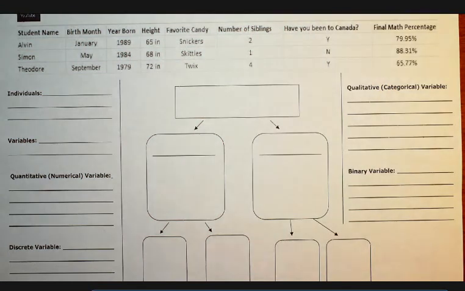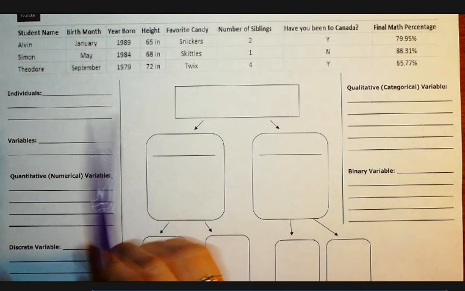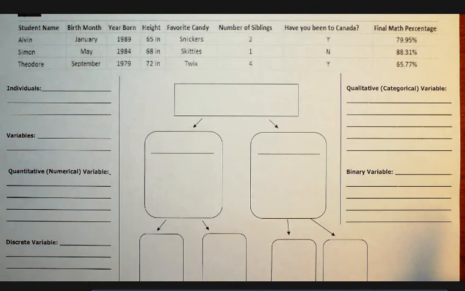In this video, we're going to focus on some new vocabulary. So we're going to use this data table up here to help us define some of these vocab words, the first one of which is individuals. And basically all the individuals are the objects that are being described in the set of data.